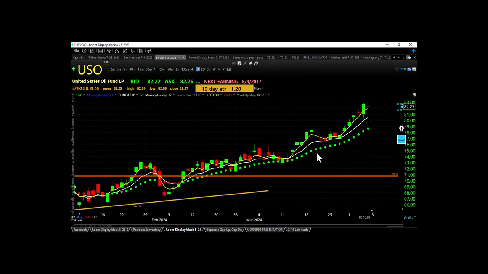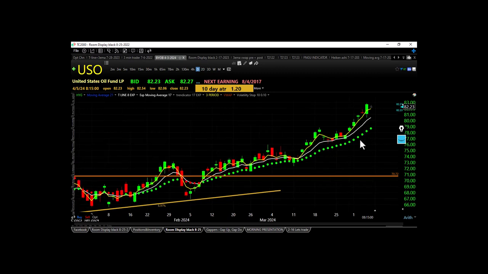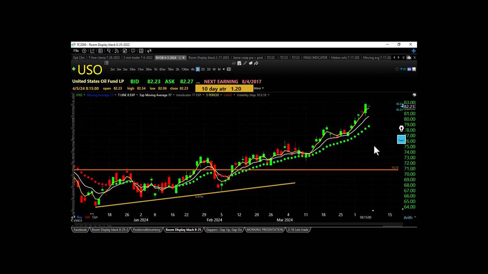All right, this is in an uptrend. It's had an outside day as well and a bullish engulfing. So outside day and bullish engulfing. Outside day means lower low and higher high, closing strong over a bullish trap, over the rising 17 EMA. USO is in an uptrend.